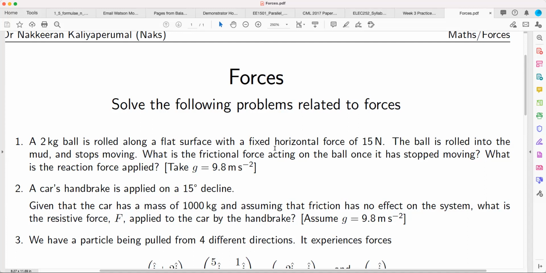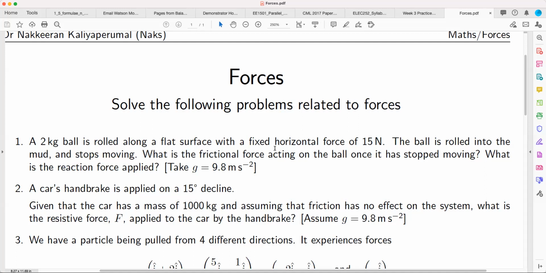Okay, so minus 15 Newton. In the question, what they asked is what is the frictional force? They are not asking for the frictional acceleration or the deceleration or something. What is the frictional force acting on the ball once it has stopped moving?